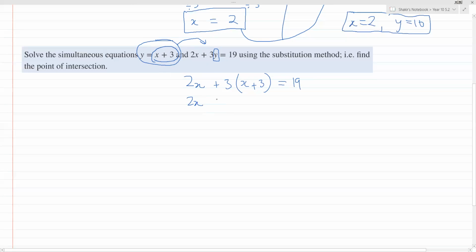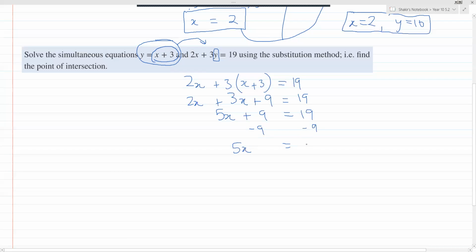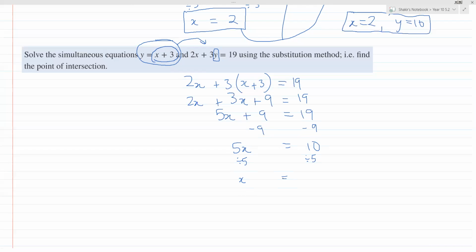So we have 2x. Let's expand the brackets. 3x plus 3 times 3 is 9 equals 19. Let's simplify it. 2x plus 3x is 5x plus 9 equals 19. I'm going to subtract 9 on both sides. Minus 9 there. So you'll have 5x is equal to 19 minus 9, which is 10. I'm going to divide every term on both sides by 5 now. Notice I'm still using the basic concepts which we have been learning in this chapter, the 4 fundamental rules of equation solving. So 10 divided by 5 is equal to 2.